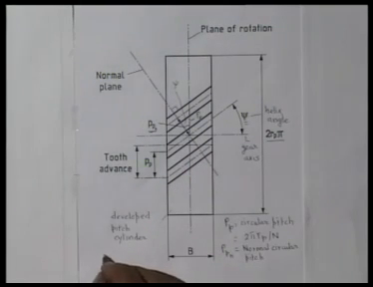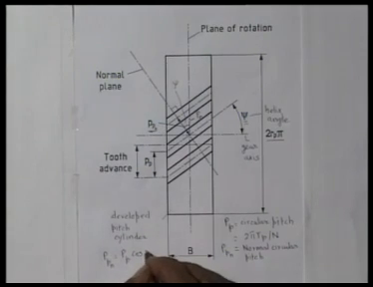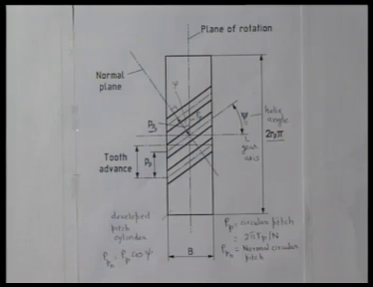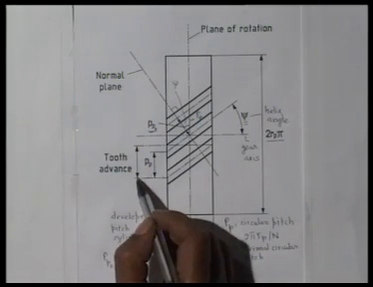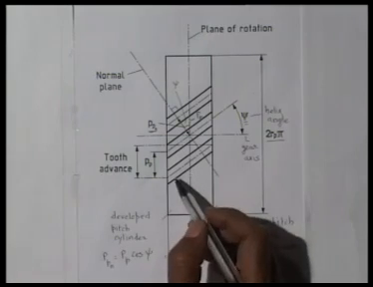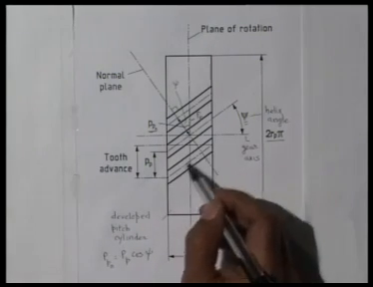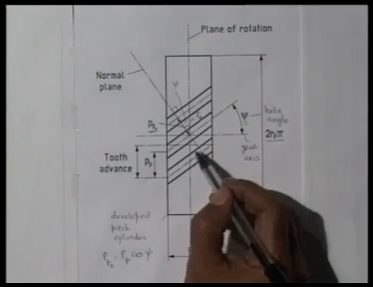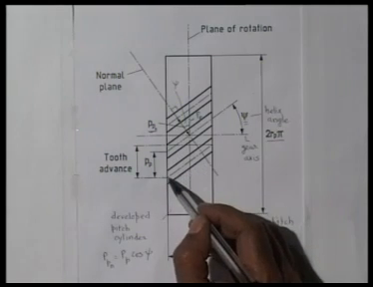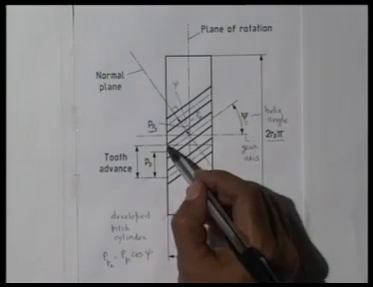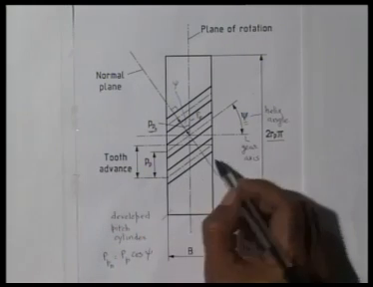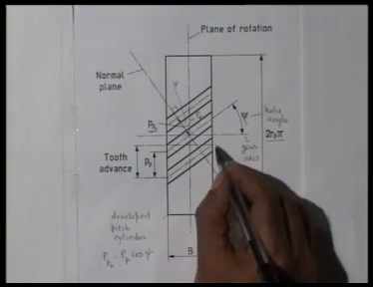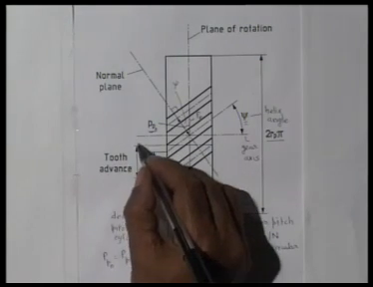So I can write PPN is PP cosine of psi, where psi is the helix angle. Next we define what is known as tooth advance. As we see in this particular tooth, if the contact starts here, then the contact ends there. The distance that is covered from the start to the end along the pitch circle, that is called tooth advance. That is this distance from here to there measured along the pitch circle. This is the tooth advance.